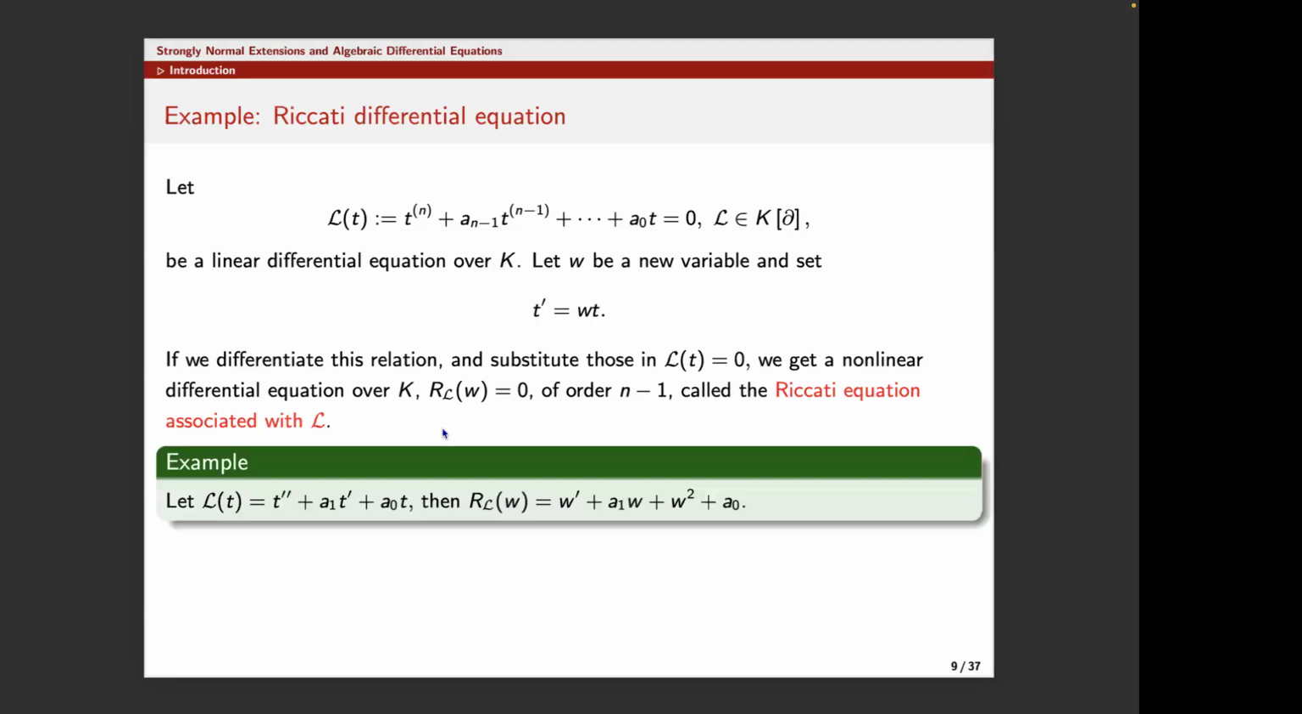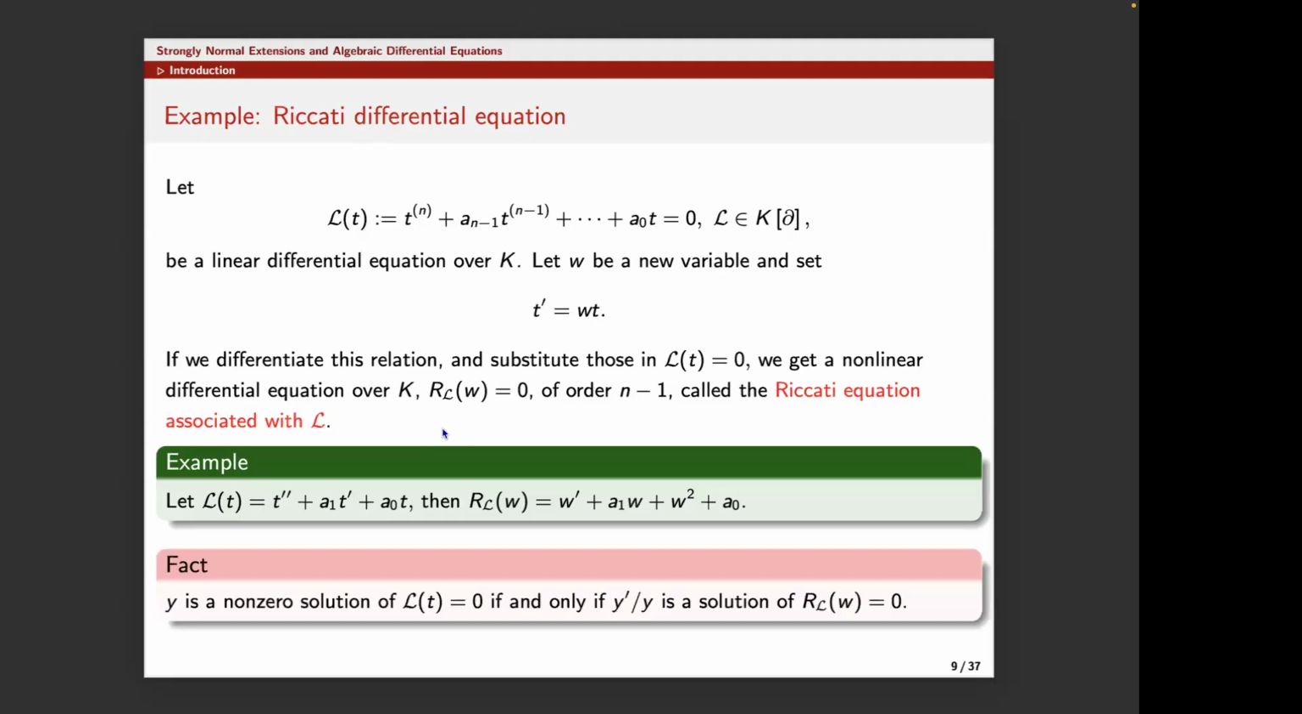So for example, if L(t) is a second order linear differential equation, then the corresponding Riccati equation is a first order equation of this form, W' plus A1 W plus W squared plus A0 equal to 0, where A1 and A0 are the coefficients of the linear differential equation. And it's very easy to see that if y is a non-zero solution of the linear differential equation, then the logarithmic derivative of this solution is a solution of the Riccati equation. So the solution of a Riccati equation is essentially a logarithmic derivative of a solution of a linear differential equation.